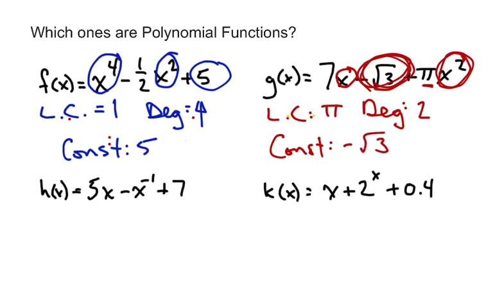For h of x, 5x minus x to the negative 1 plus 7. It's this x to the negative 1 that makes this not a polynomial function because the power is a whole number, but it's not positive.